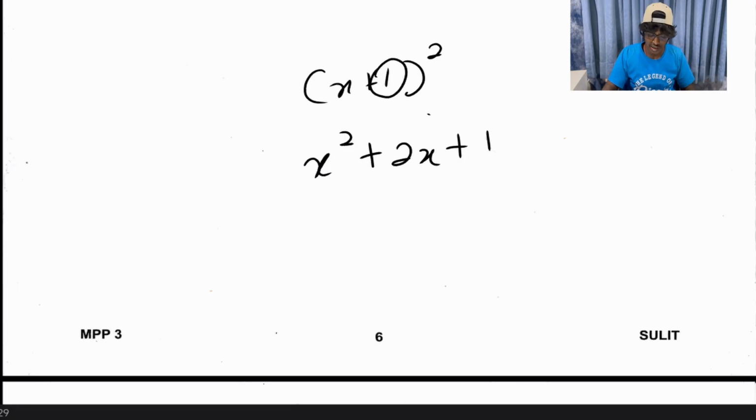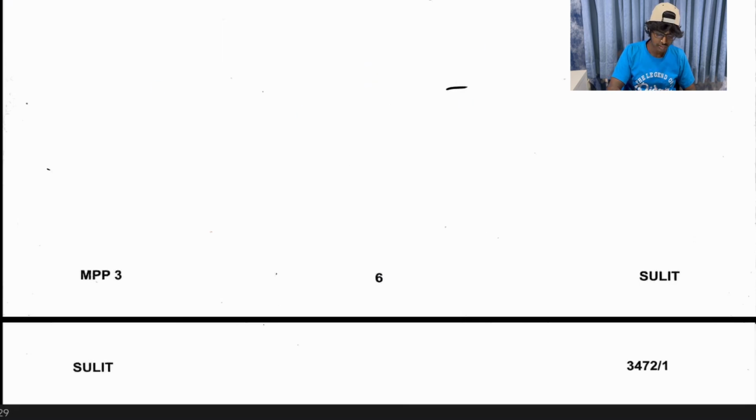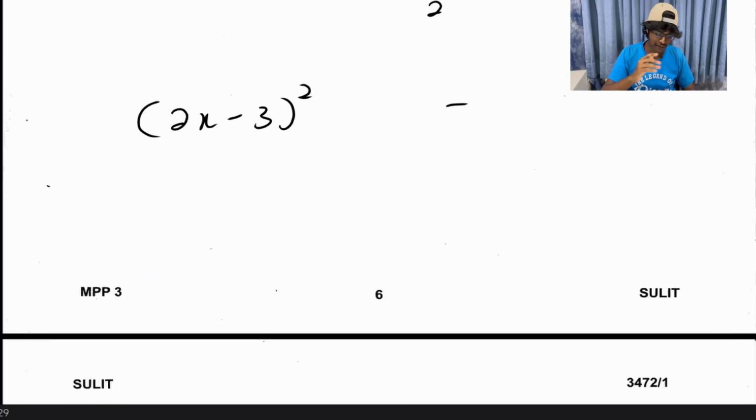Okay, let me give you a different, harder example real quick. So let's say we have 2x minus 3 and they say kuasa 2. As I said, the first part you just kuasa 2. So 2x kuasa 2. First of all, x will be kuasa 2 of course, we just write x kuasa 2. But then 2 kuasa 2 is 4. So 2 kuasa 2 is 4, so we just write 4x kuasa 2. How about the second part?